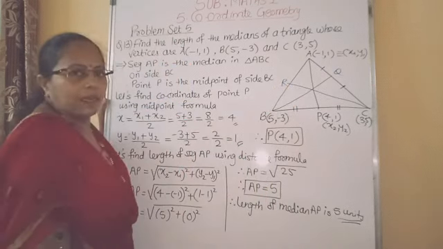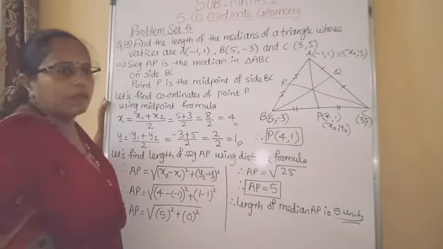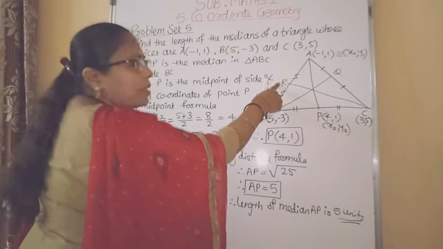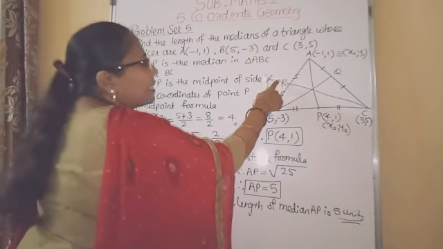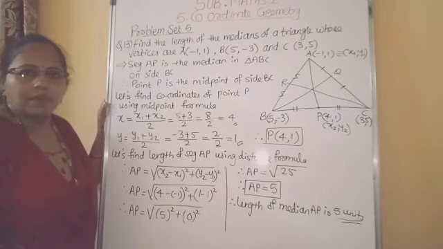Understood? Now draw the median from vertex C. CR is the median, so R is the midpoint of side AB. So again using the midpoint formula, first find the coordinates of R, and then using the distance formula find the length CR.